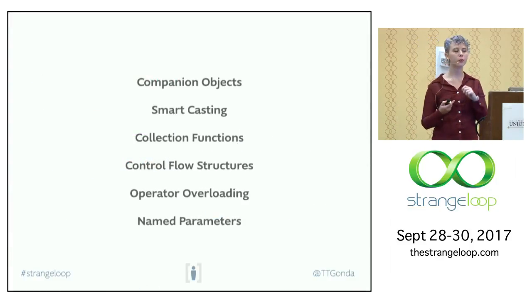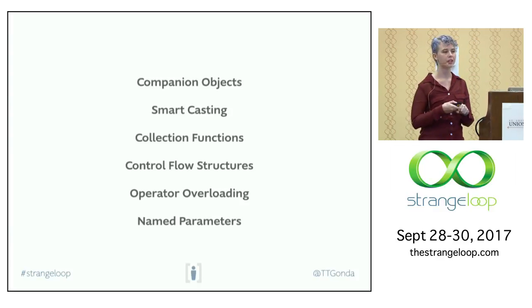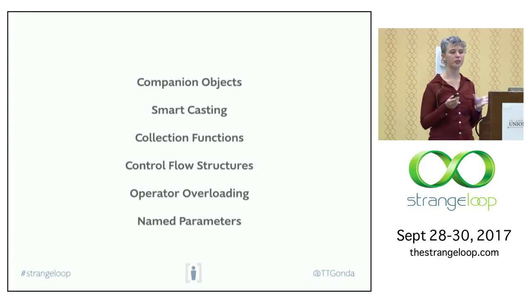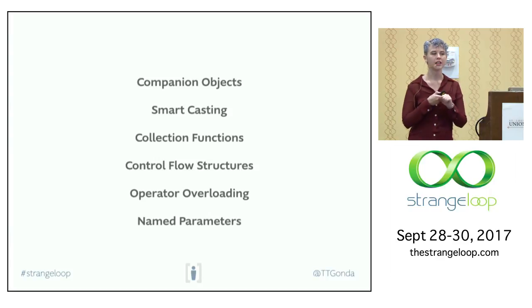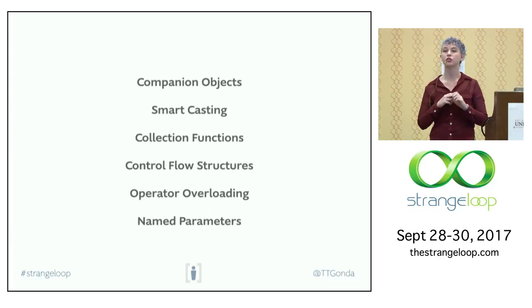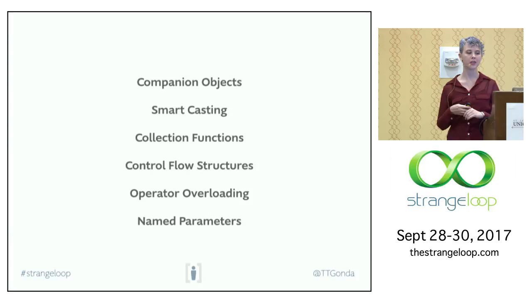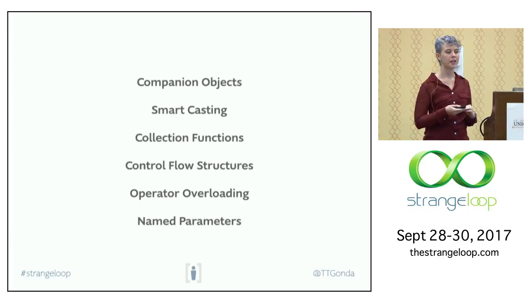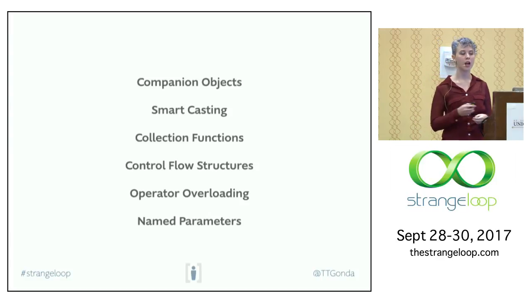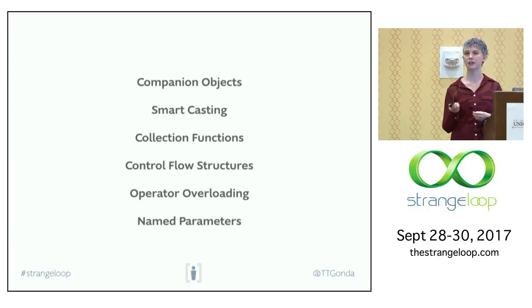OK, so we've looked at data classes, null safety, delegation, class extensions, and lambdas. There's so many other things that you could explore using the decompiler. There's companion objects and smart casting. There's so many more collection functions. There's other control flow structures and operator overloading. And then named parameters are also pretty interesting. Before we go, I want to show you where to find the decompiler so you can keep discovering these things on your own.